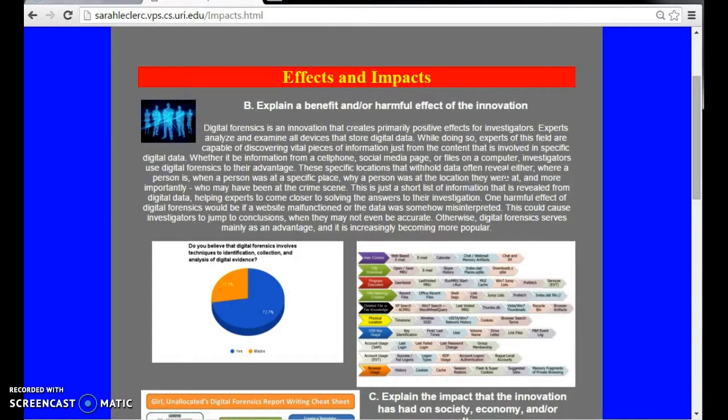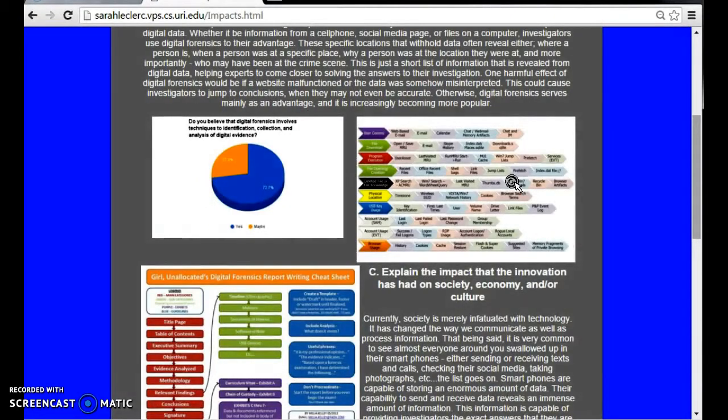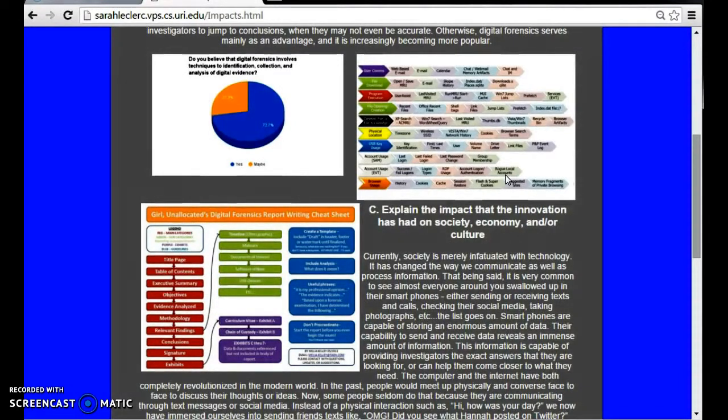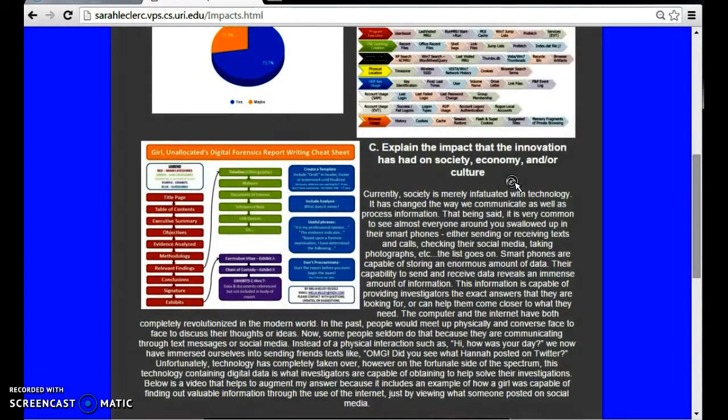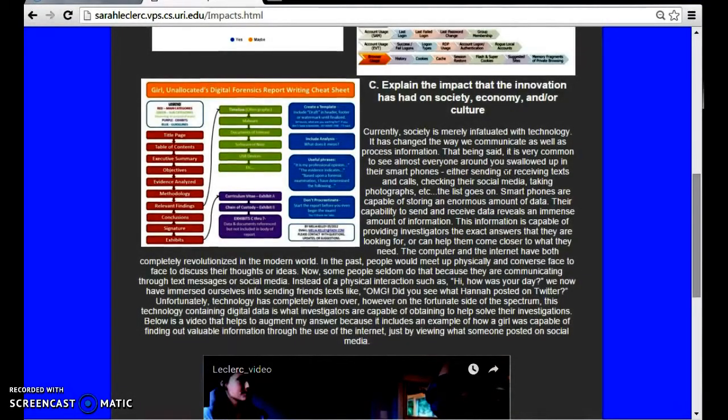I was also asked to discuss the impact that digital forensics has had on society, economy, and our culture. Digital forensics plays a big role in society considering the progression of infatuation with technology. We communicate more through sending and receiving digital data, which allows investigators to conclude a lot about a person when they have obtained their smartphones or other digital devices during investigation.